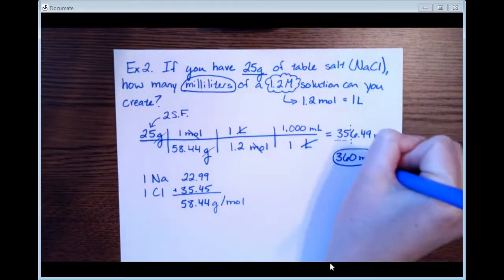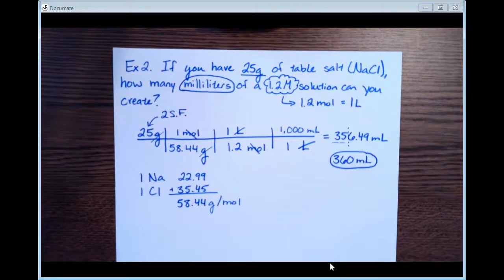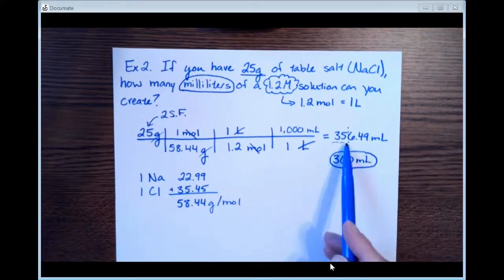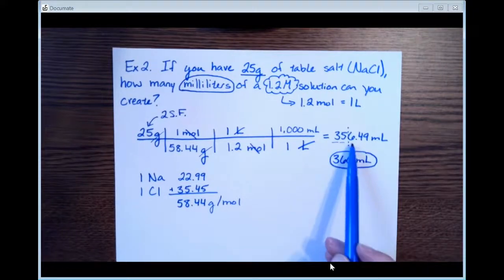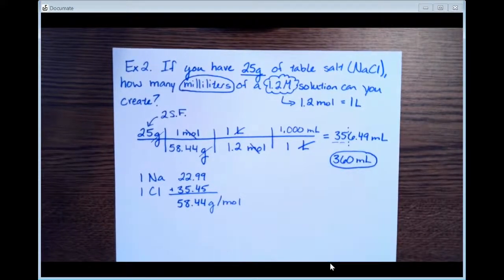Okay, always make sure that your answer makes sense when you round your number. It should be about the same thing. So don't tell me 35 or 36. It should get rounded up to 360, because that's about the same thing as 356.